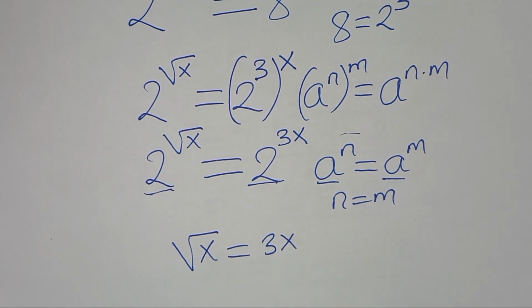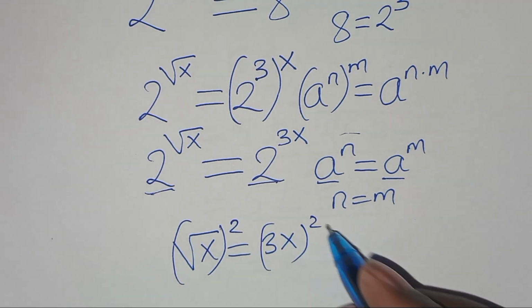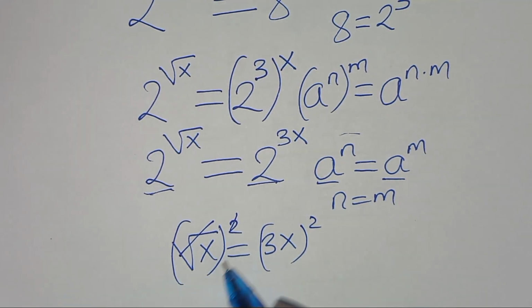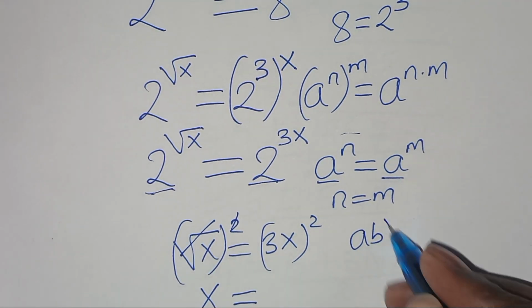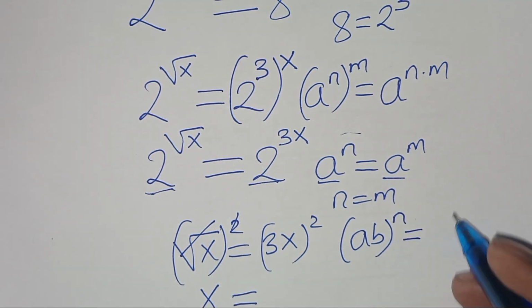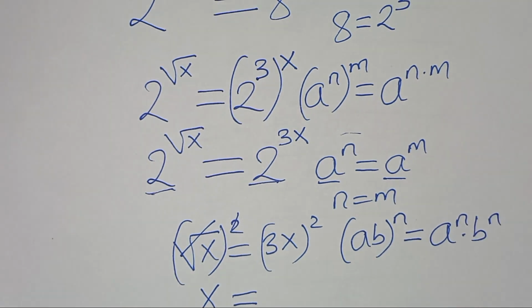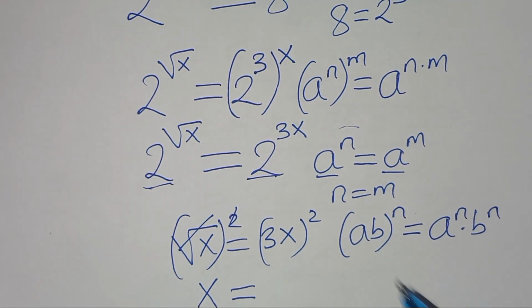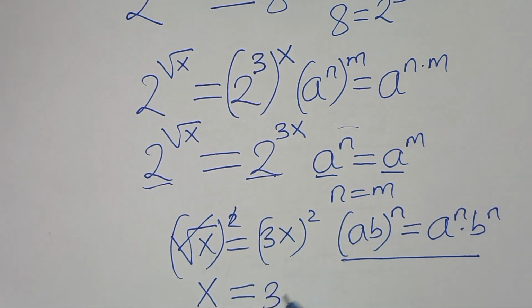So the next step from here, let's square both sides to eliminate the square root sign here. So here we'll have x equal to 3x squared. Now, if you have a times b raised to power n, this can be expressed as a to power n multiplied by b to power n. So applying this property, here we have 3 squared times x squared.